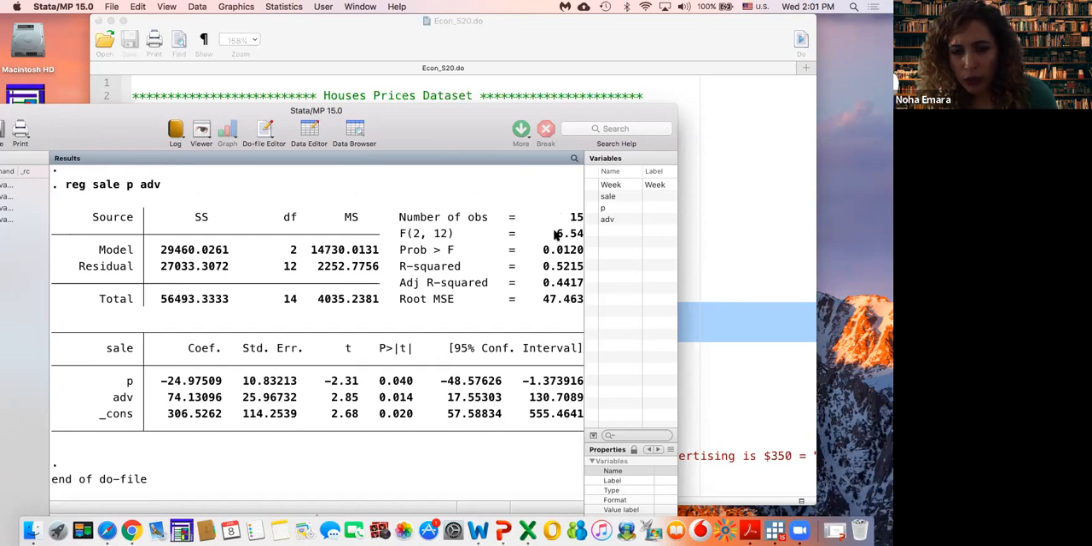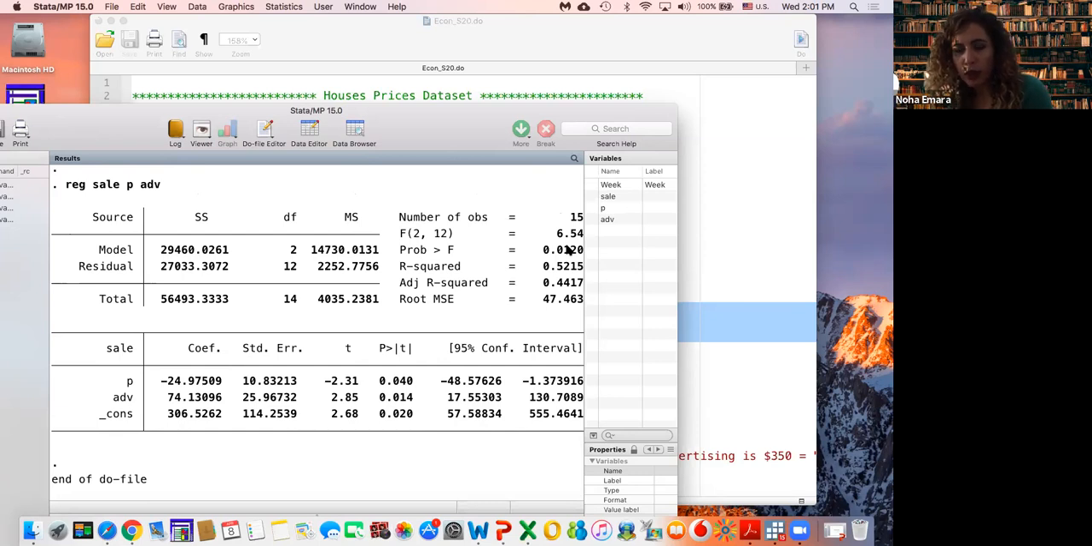You can actually make your life easy. Instead of going to the table, you can just read the p-value of the F. So what is this telling me? If I multiply this times 100, there is a 1.2% probability that the null is true. And of course, the 1.2 probability is much smaller than the 5% and the 10%.